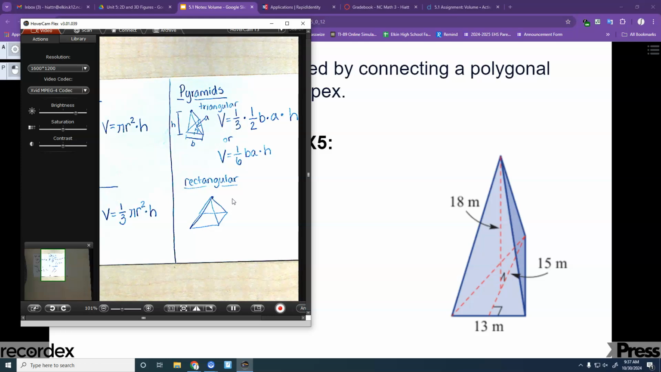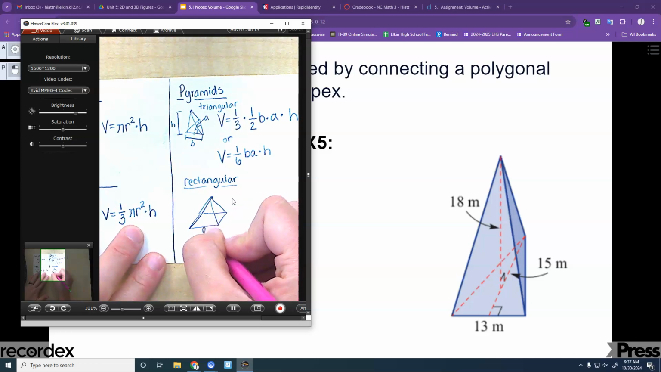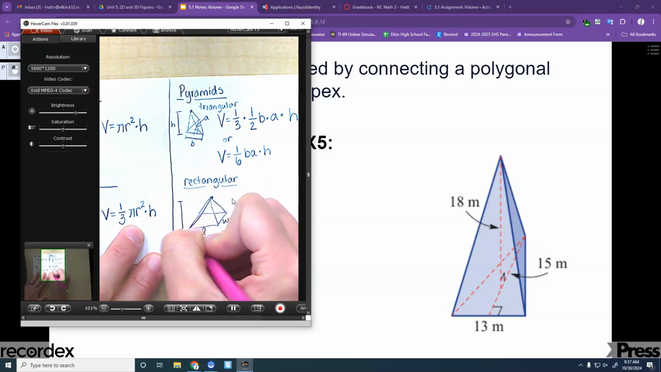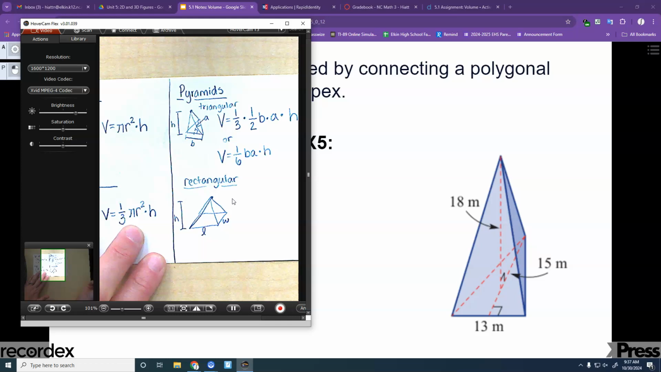Alright, so for a rectangle, your base is going to be length times width, and then you have the height of the pyramid, which is your height up off of the table, not the slanted height. So your volume is going to be 1/3 length times width times height.